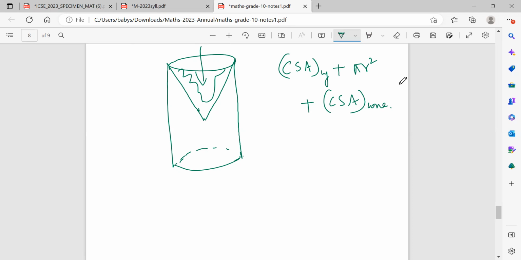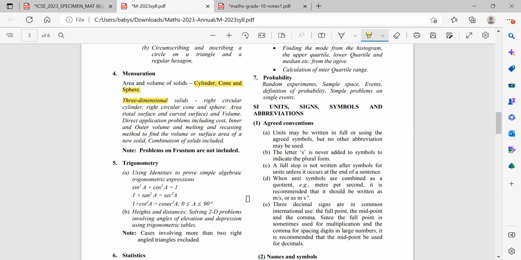So when I look at that solid, I have to look at all the surfaces that I can see, I can feel and touch. That outer surface area of all those surfaces, curved or whatever, I need to consider. That is what we mean by combination of solids. So I think this should be enough for today's session.